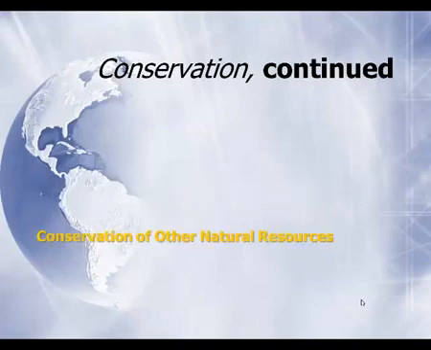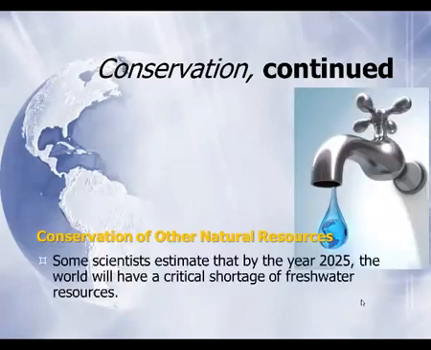Conservation of other natural resources. Some scientists estimate that by the year 2025, the world will have a critical shortage of freshwater resources. Now, Michigan doesn't necessarily have this situation going on. We have water in abundance. However, it is important for us to note that if the water in our state starts getting sent elsewhere, we may end up in a critical shortage at some point.